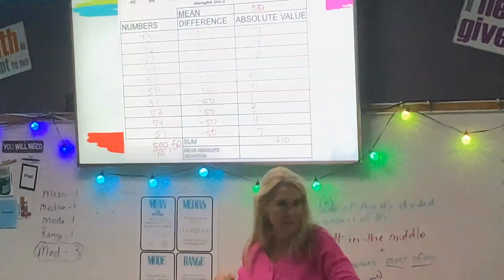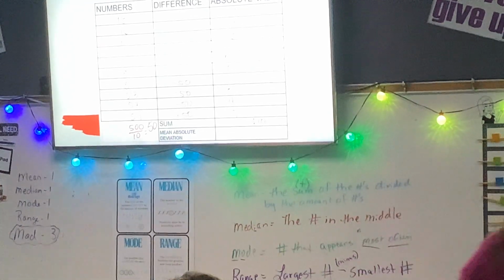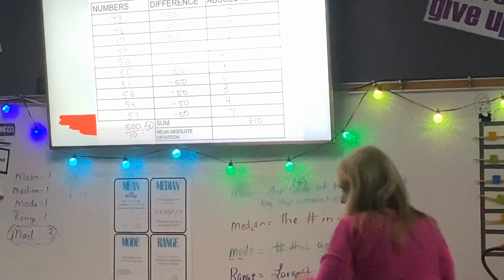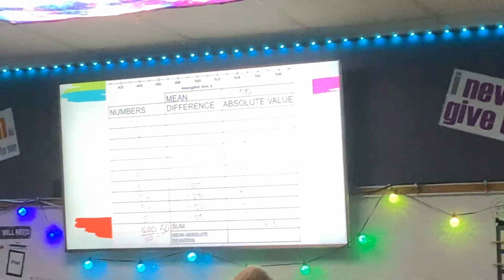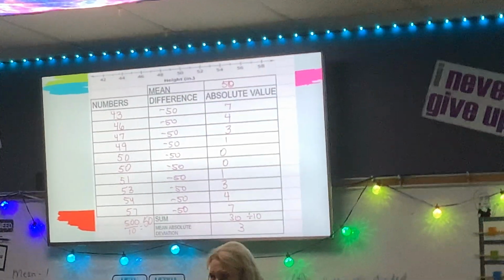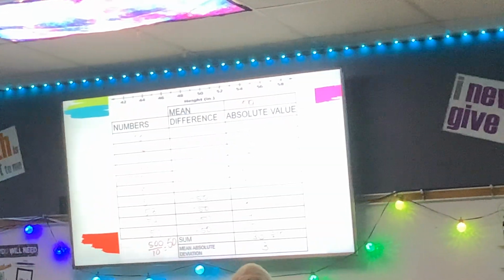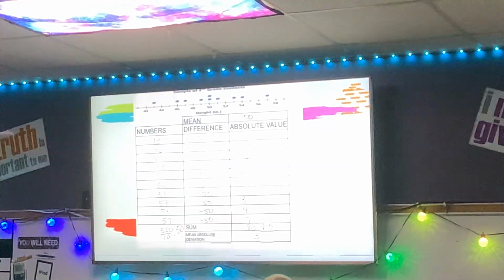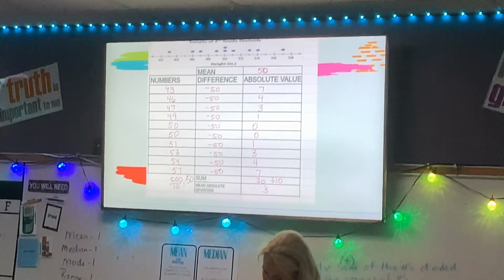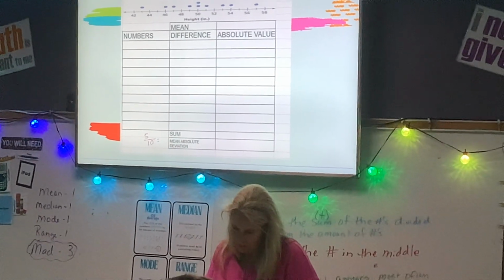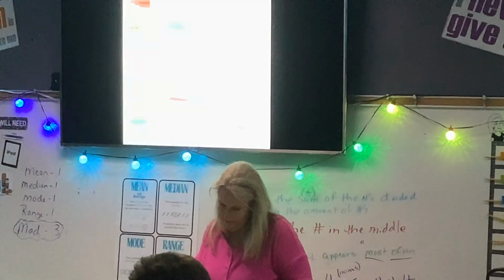What did you get when you added? 30. And what is 30 divided by 10? 3. Perfecto. See how simple? Okay, so let's get some stuff off your desk by gluing in our note spiral, and then we'll come back and start our work.